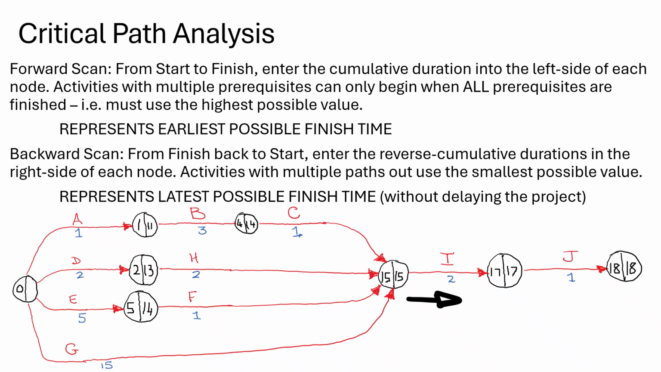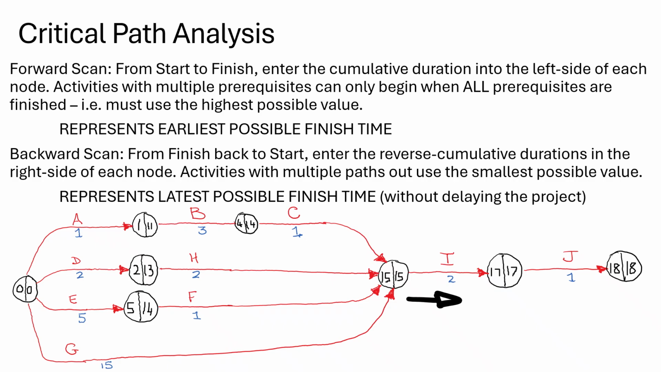13 take 2 was 11, 14 take 5 is 9, and then the final option through the G path backwards was 15, take 15 is 0. Okay, and we get a 0 there. Now that should always be the case if you've done both your forward and backward scans correctly. You should get 0, 0 as the final vertex, or the beginning vertex, I should say. Okay, so that's our backward scan complete.